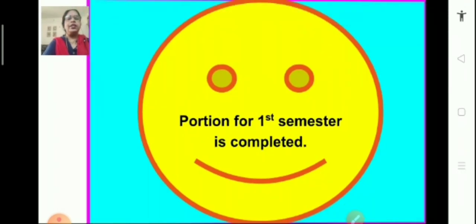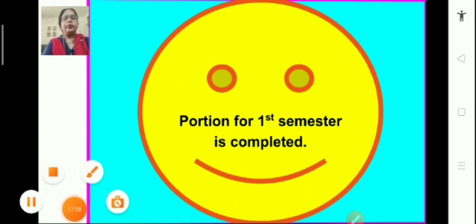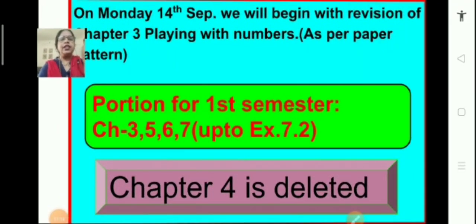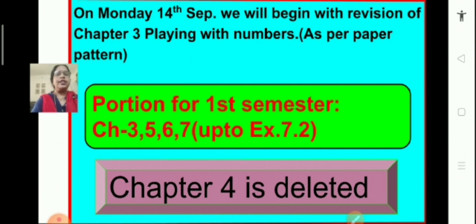Children, with this problem we come to the end of exercise 7.2, and the portion for the first semester exam is completed. Here you have the portion for your first semester exam: chapters number 3, 5, 6 and 7, chapter 7 up to exercise 7.2 only. From Monday onwards, that means from 14 September, we will begin with the revision of chapter 3, Playing with Numbers, and we will do it as a paper pattern. And chapter 4 is not included, it is deleted.